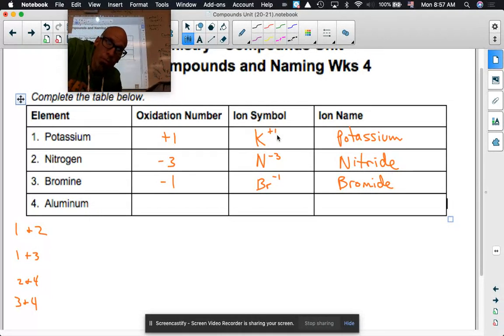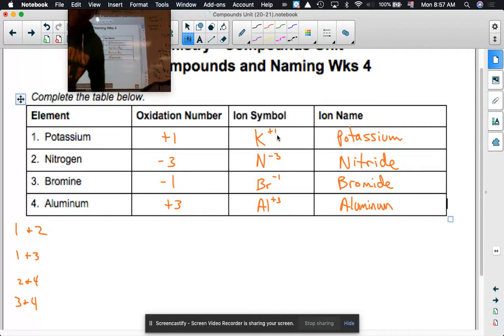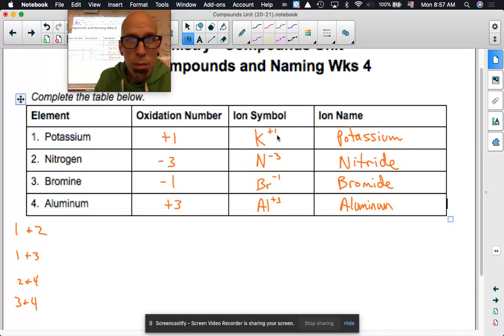And then aluminum, which is over by boron, that is an oxidation number of +3, which is an Al with a +3 superscript. And since it's positive, the name doesn't change. Okay, so that's what your table should look like. That, hopefully, you were able to find. I mean, this stuff is on the periodic table. The symbols are on the periodic table that you just have to put your oxidation numbers attached to as superscripts. And then we have the names. Remember, negative ones change, positive ones don't.